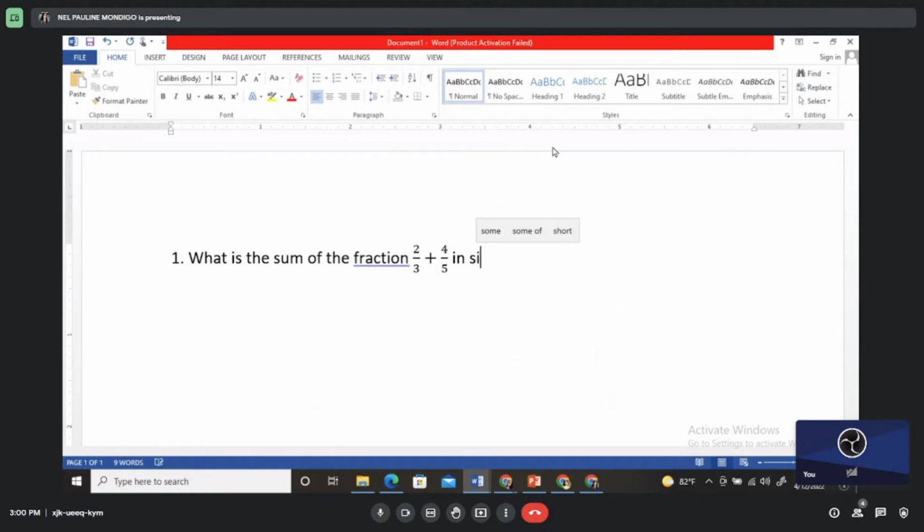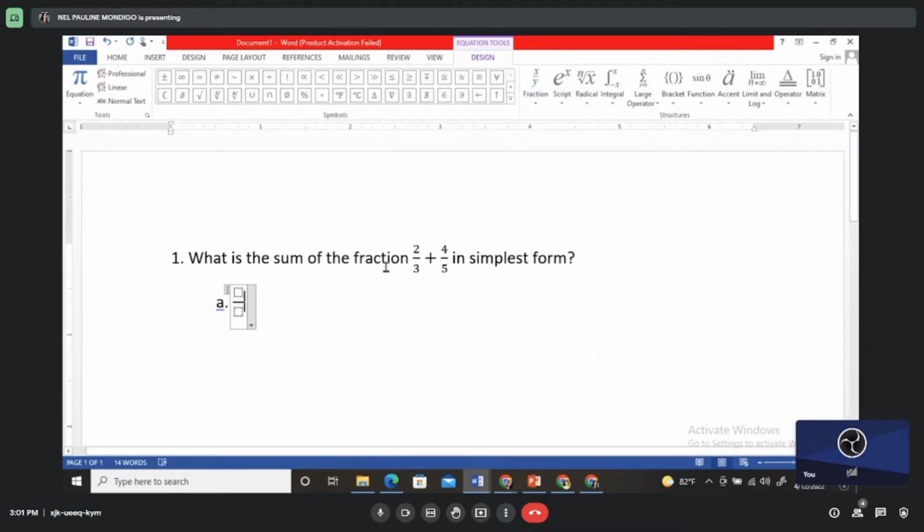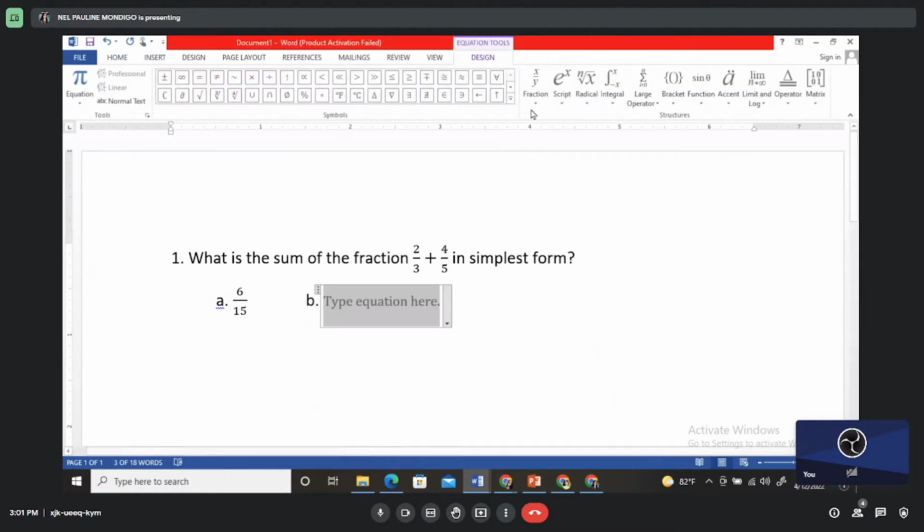In simplest form. For the choices, let's have A, add fractions again, Alt plus fraction, 6 over 15. Letter B, Alt plus again, then fraction, 22 over 15.